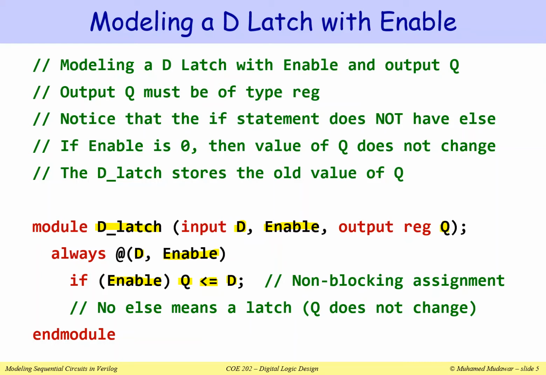Now notice that Q appears inside the always statement, and it appears on the left-hand side of a procedural assignment, so in this case the reg type must be used for the output Q. It indicates that the output Q must be a register because Q appears on the left-hand side of a procedural assignment. Only procedural assignments can be used inside the body of an always statement, and therefore any signal that appears on the left-hand side of a procedural assignment must be of type register. This is the meaning of this type. So that's how we model a D latch.